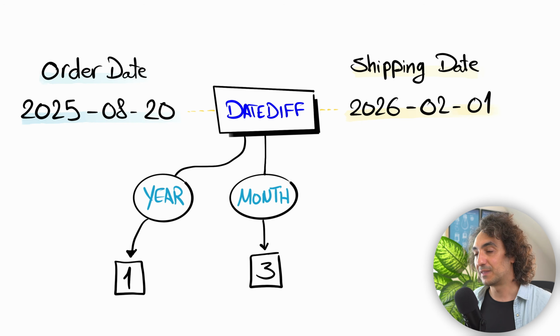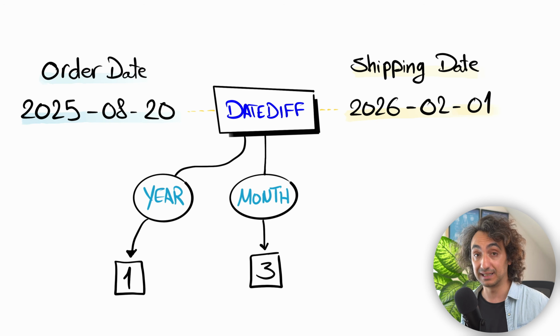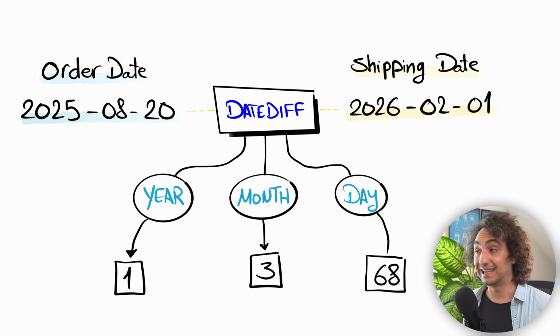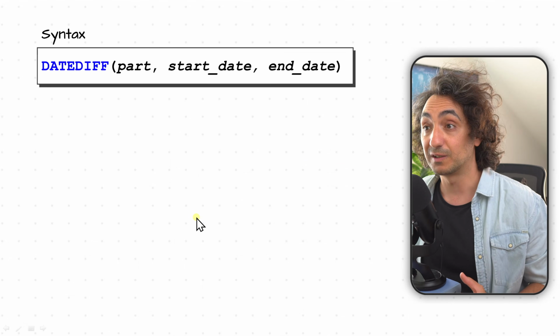And now of course if the question is how many days are between the order date and the shipping date, so here we can use the function DATEDIFF where we specify the day inside it, and in the output you will get 68. So this is how the DATEDIFF works. You go and subtract two different dates and you will get in the output a number. How many years, how many months, how many days. So that's it.